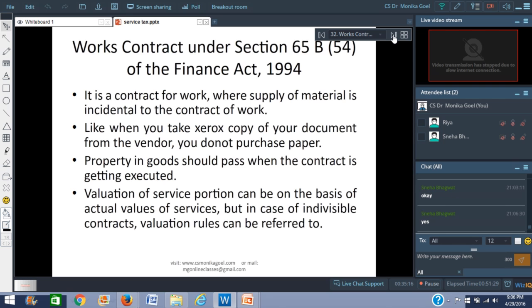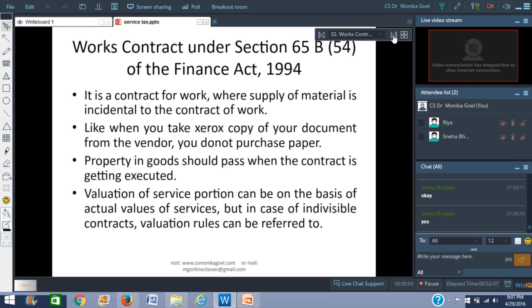Okay. Another interesting area under service tax is the works contract. The definition of works contract has been given under section 65B, clause 54 of the Finance Act 1994. What is a works contract? If I give it not in terms of the definition but as a layman's term, it is a contract for work where the material supply is incidental to the contract of work. For example, you go to a tailor, give him a cloth and tell him to stitch it, right? This you do on a regular basis.